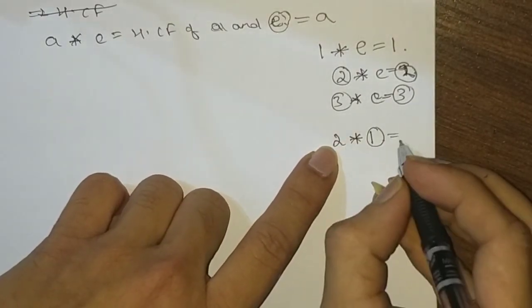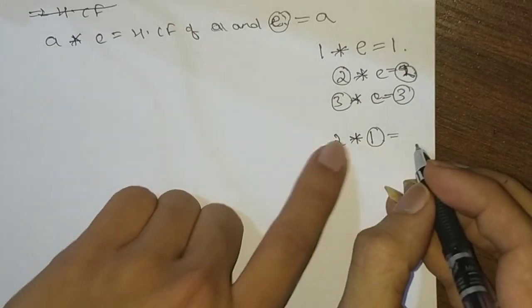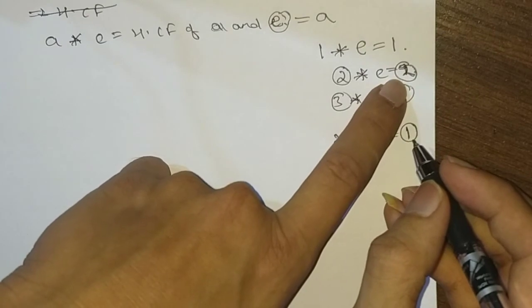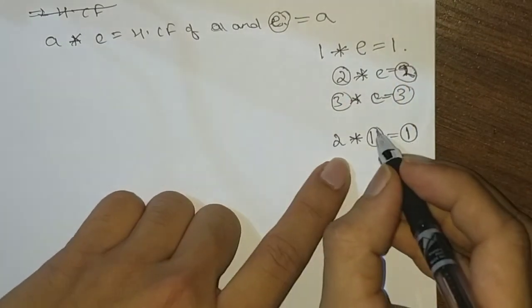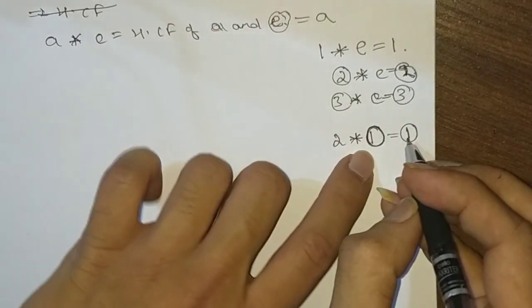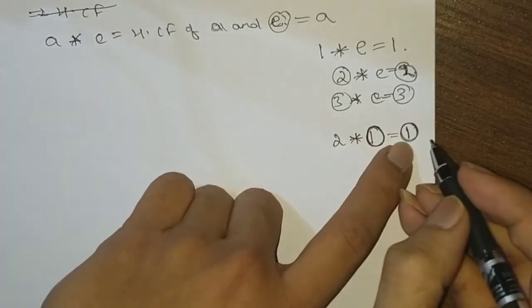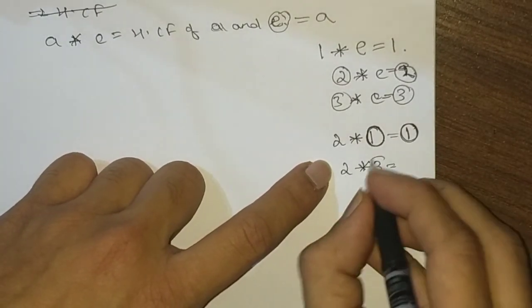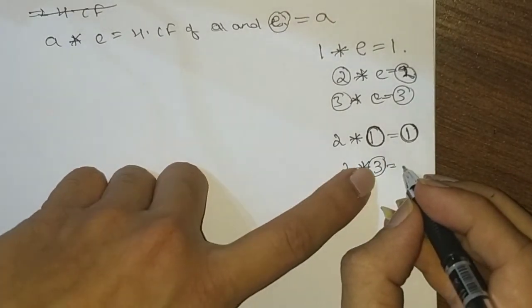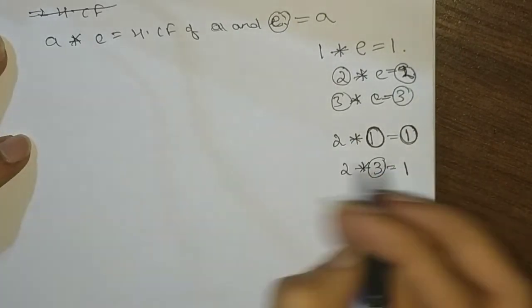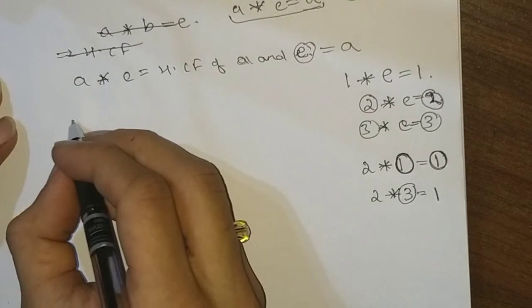So 2 star 1, that is HCF of 2 and 1, the highest common factor of 2 and 1, will be 1. But what you wanted to get is 2. So the most probable element was 1 that you could have taken for the identity element here, but there also you are getting 1. If you take any other element for the identity element, say 3, HCF of 2 and 3 is again 1, you won't get 2. So no such element E exists.